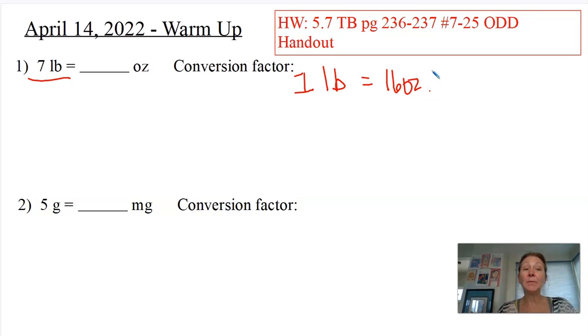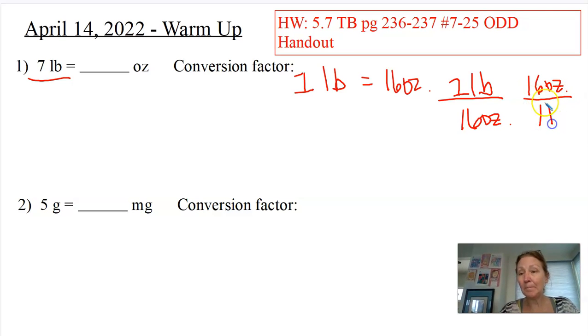So the way I write this as a conversion factor is two different ways. I can put the 1 pound on top and put the 16 ounces on the bottom, or I can flip it and I can put the 16 ounces on top and the 1 pound on the bottom. And the idea is it's a unit rate, right? 16 ounces for every 1 pound, even though sometimes the 1 is on top.